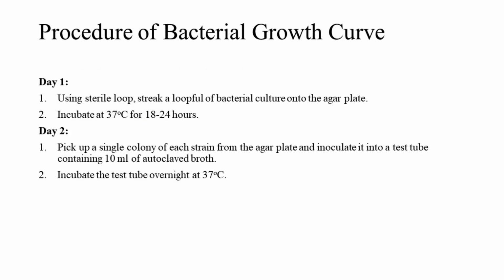Procedure of bacterial growth curve. Day 1. Using a sterile loop, streak a loopful of bacterial culture onto the agar plate. Incubate at 37 °C for 18 to 24 hours. Day 2. Pick up a single colony of each strain from the agar plate and inoculate it into a test tube containing 10 milliliters of autoclaved broth. Incubate the test tube overnight at 37 °C.